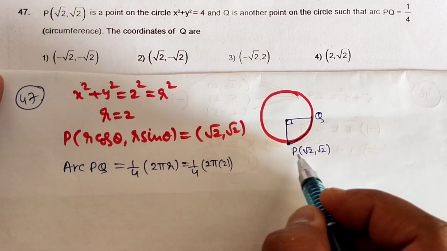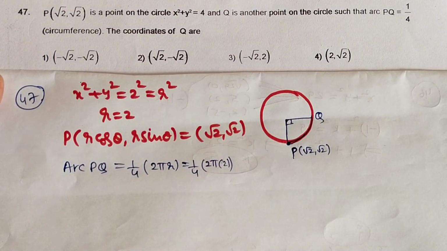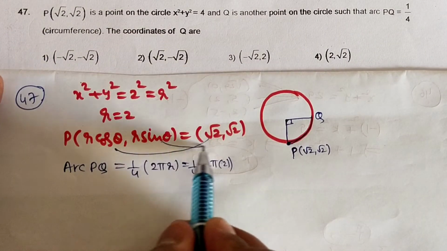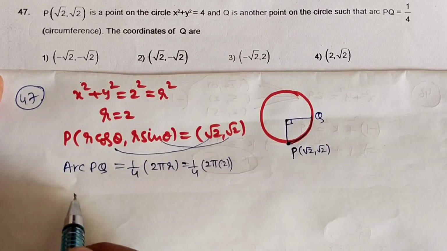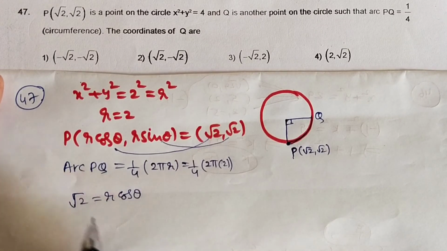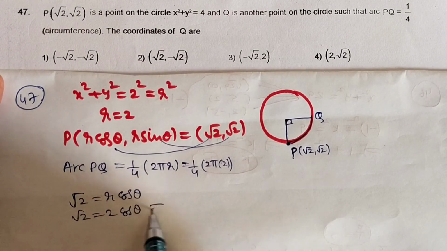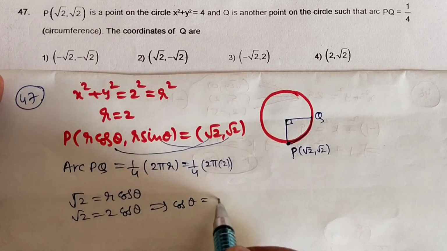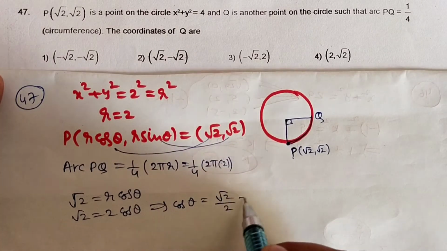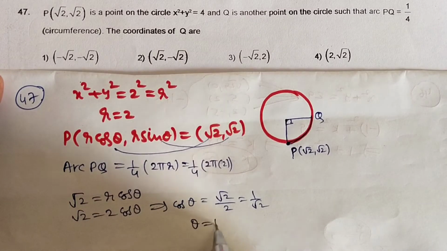But at this point, the parametric angle of point P we will calculate by comparing these two. So root 2 equal to r cos theta, r value 2 substitute here, root 2 equal to 2 cos theta, that implies cos theta equal to root 2 by 2. So we can write it as 1 by root 2. Cos theta is 1 by root 2 when theta equal to pi by 4.